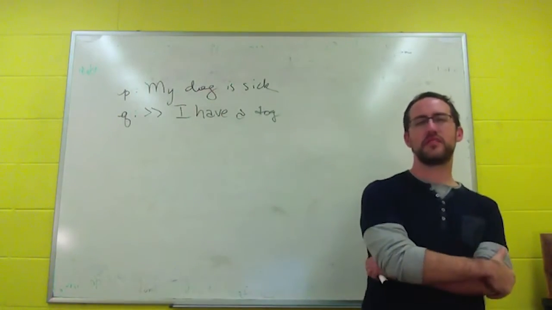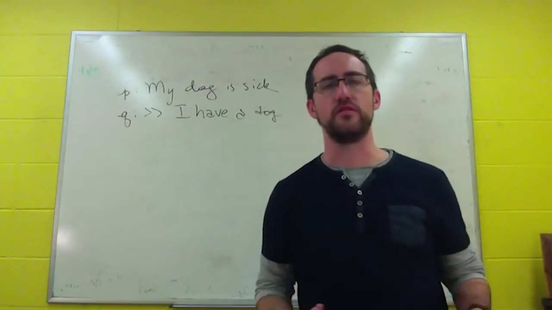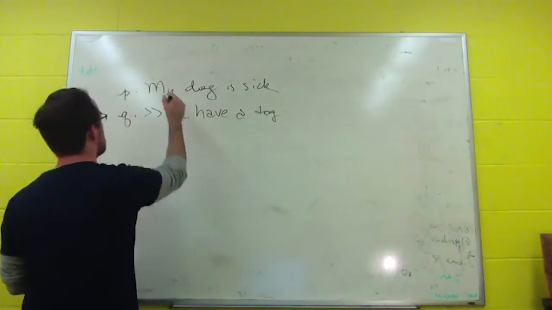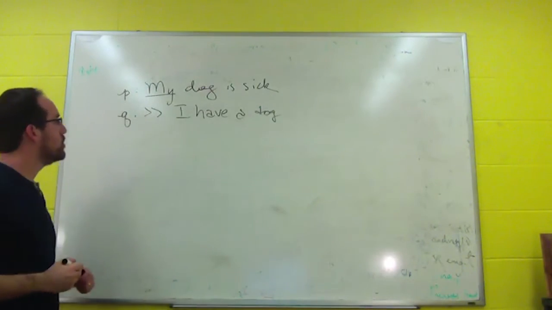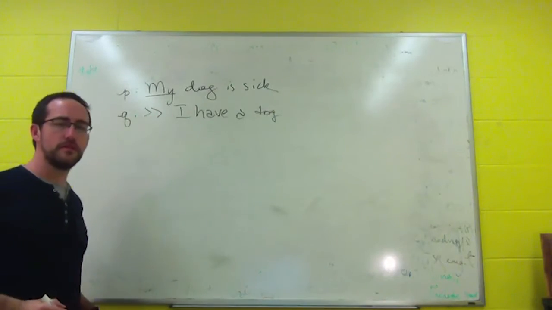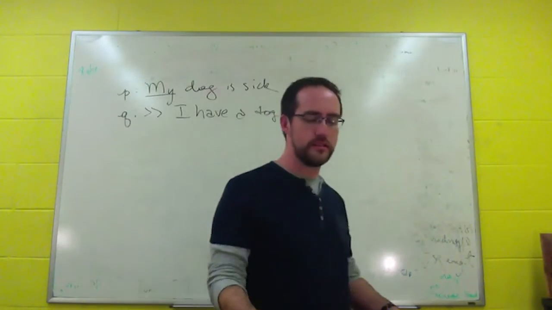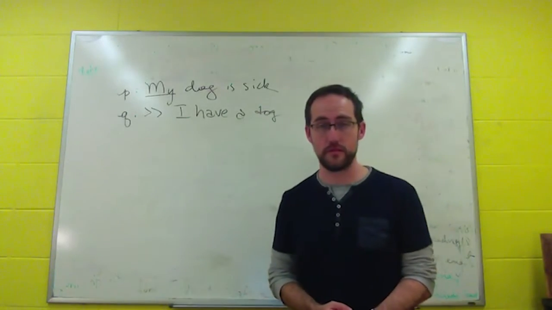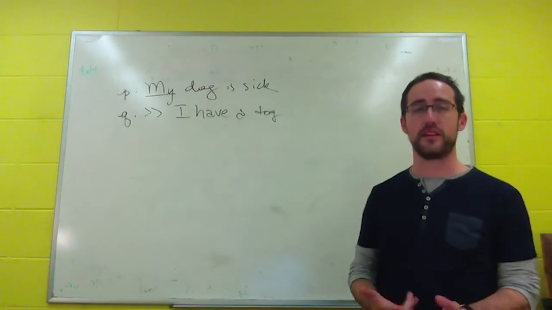Presuppositions come from what are called presuppositional triggers. In this case, it would be the word my, which presupposes that I have a dog. And there are a lot of presuppositional triggers. The reading will have a long list of them. But the classic ones are things like definite descriptions or factive verbs like regret.